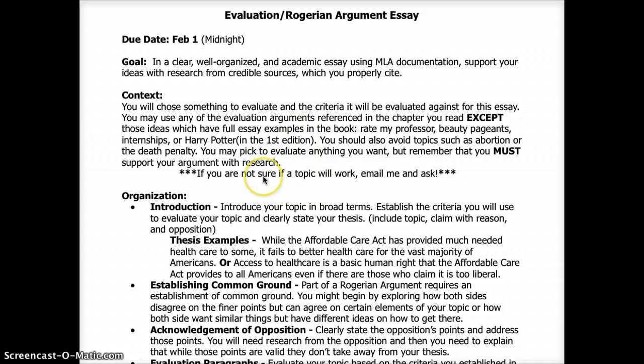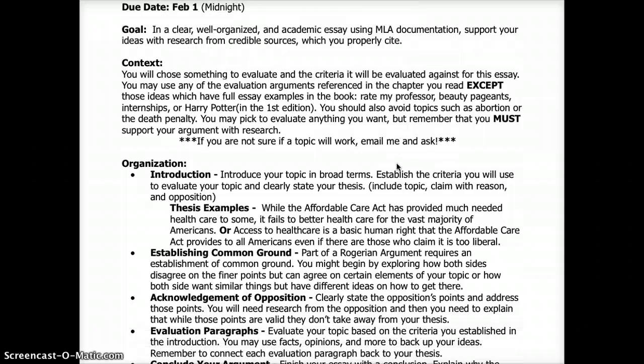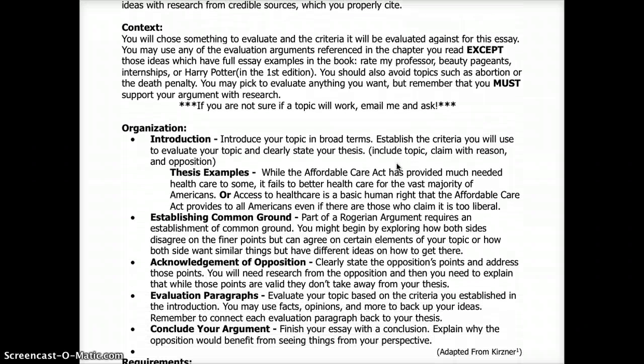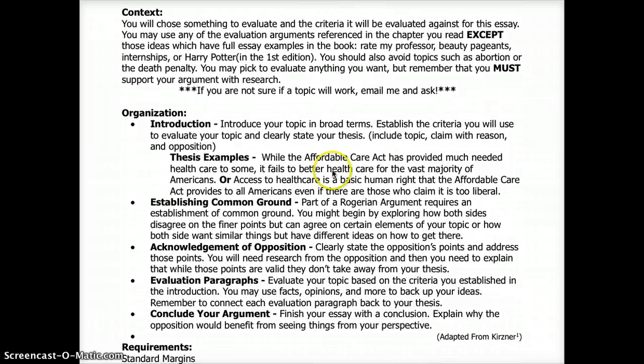So that's the Rogerian side of this argument. You can choose to evaluate anything that you want. It really doesn't matter as long as it's not one that has a full essay in the book. So eliminating those and also eliminating topics such as abortion or the death penalty simply because they're completely overdone. So find something, it could be just about anything, and evaluate it against a set of criteria.